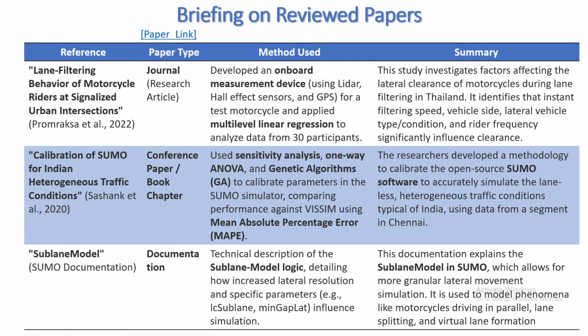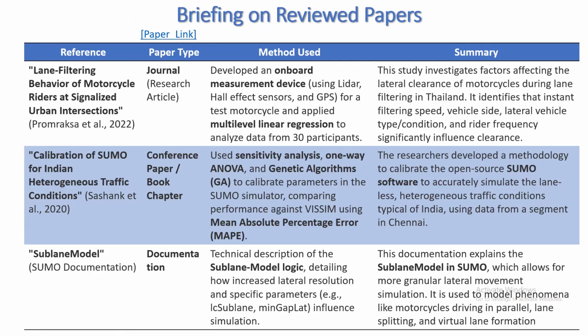city. It used an onboard measurement device, using radar, Hall effect sensor, and GPS to test motorcycles, applied multivariate regression, and used 30 participants. The study investigates factors related to the lateral clearance of motorcycle lane filtering in a Thai city. Filtering speed, vehicle side, lateral vehicle type condition, and riding frequency are studied here.